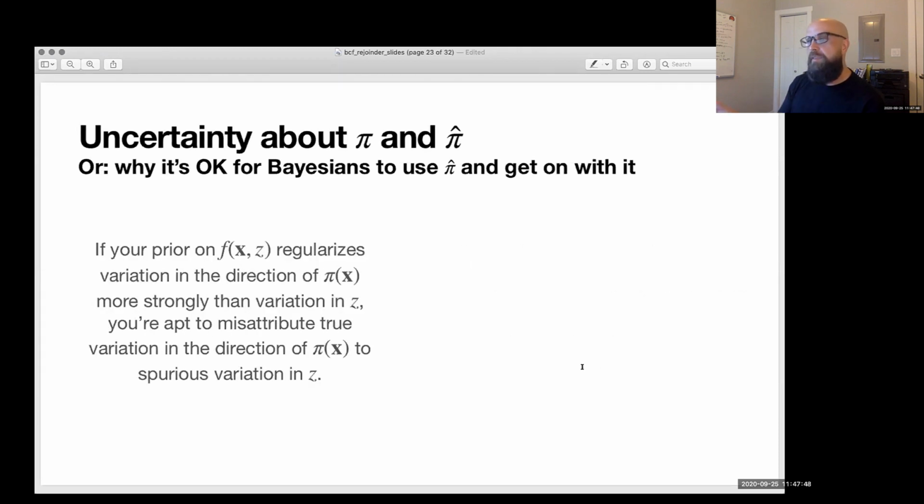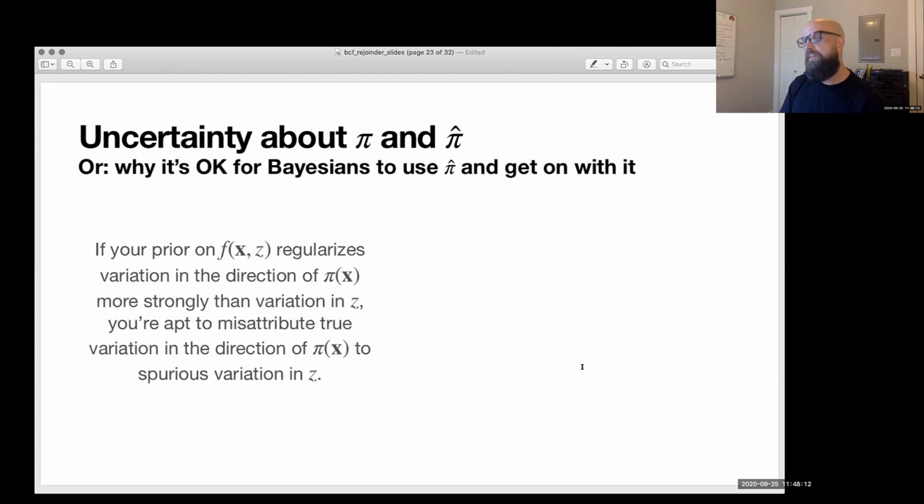So the theme here, thinking about when we can get in trouble, the idea is that if your prior on f of x and z is regularizing variation in the direction of pi more strongly than variation in the direction of z, you're going to get confused and you're going to misattribute true confounding effects to spurious treatment effects. Okay. But let's think through what that means.